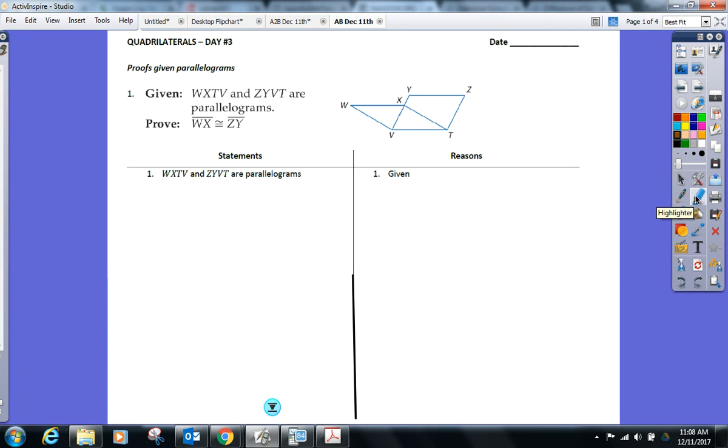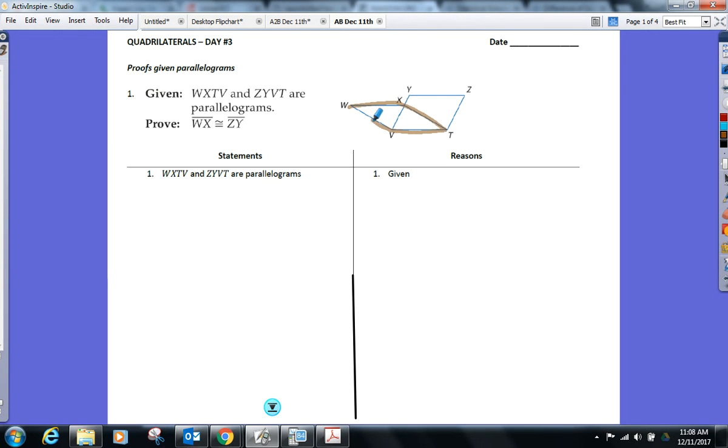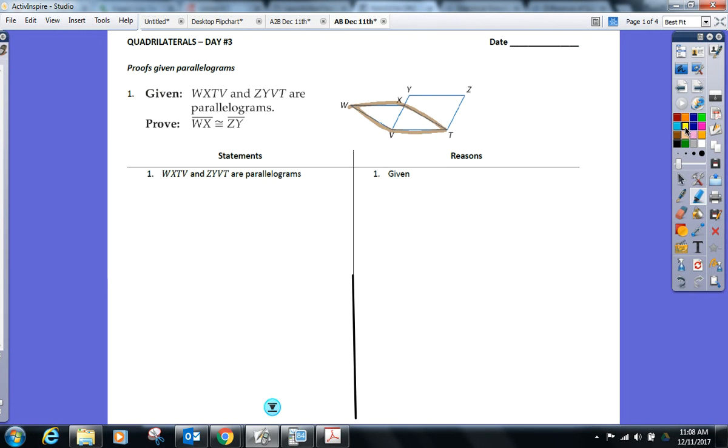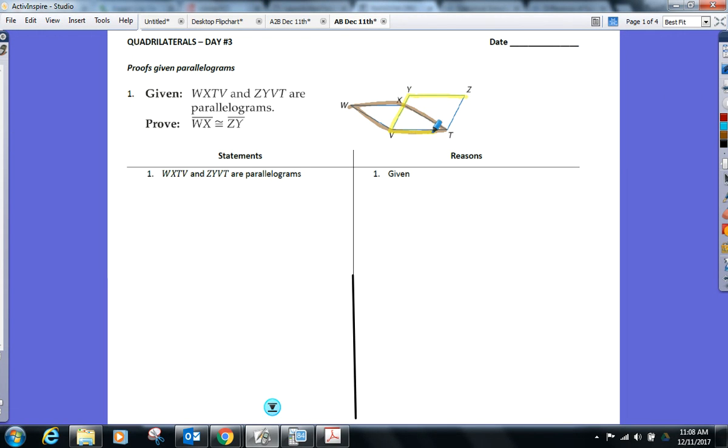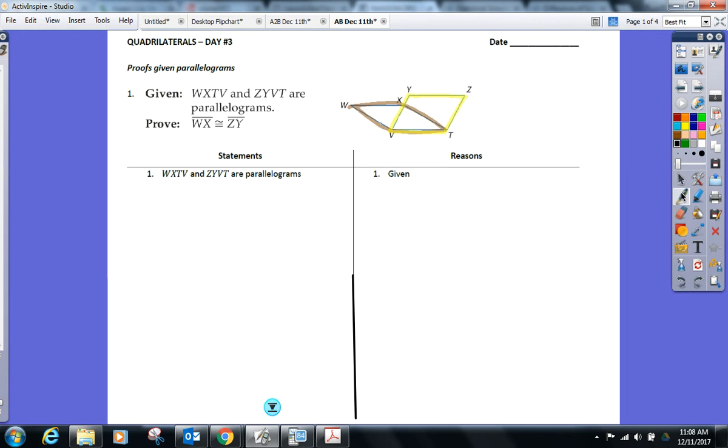My suggestion, for all the proofs we do today, you will be given a figure with a parallelogram. I would highlight which one is the parallelogram. In this case, we have 2 different parallelograms. WXTV. And we also have parallelogram ZYVT. Most of these proofs, you're only given 1, and it'll be easy to highlight that one, but in this case, we're given 2.